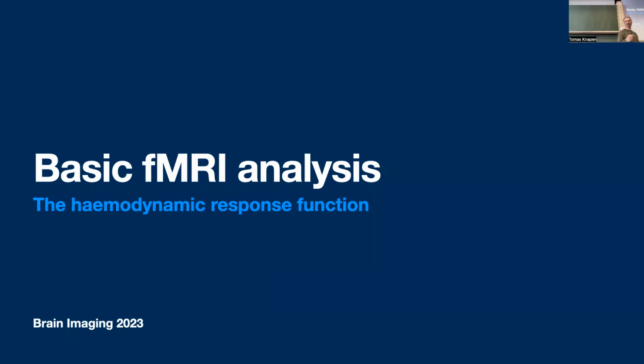And so what I'll be talking about today is how we can still use the principles of the shape of the BOLD response and things like that to infer something about neural function. So what's the type of analysis that we do?